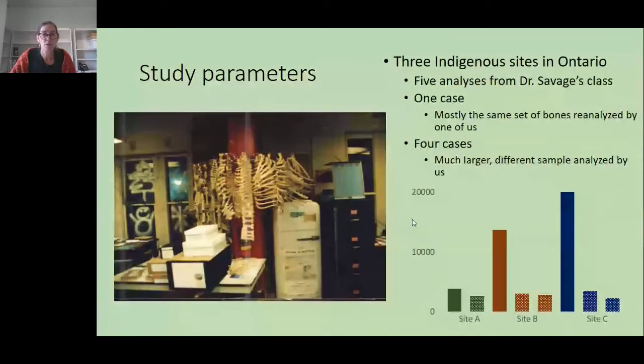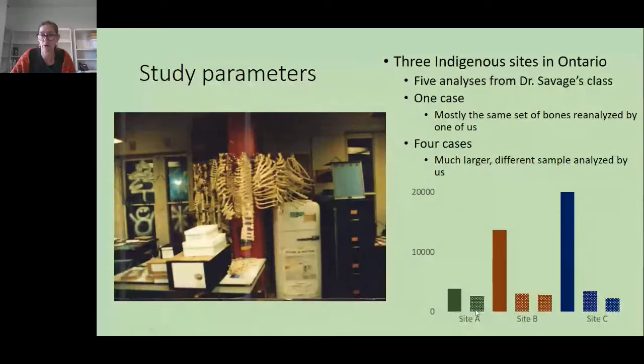So there's an old picture of the faunal lab with one of those filing cabinets. And so what we did was we looked at 5 analyses from Dr. Savage's class, and we compared them to analyses that we'd done of faunal samples from the same sites. And the sample sizes vary a little bit.